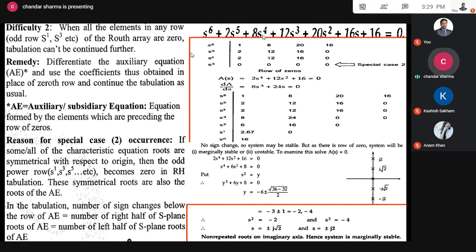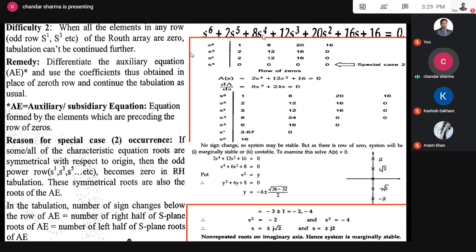तो when all the elements in any row are 0, और जनरली कौन सी रो होगी? जनरली ऑड पावर ऑफ S 0 होगी. इवन पावर कभी भी 0 नहीं होता. ऑड पावर ऑफ S to the power 1, S to the power 3, S to the power 5 and so on. So what is the remedy of this?